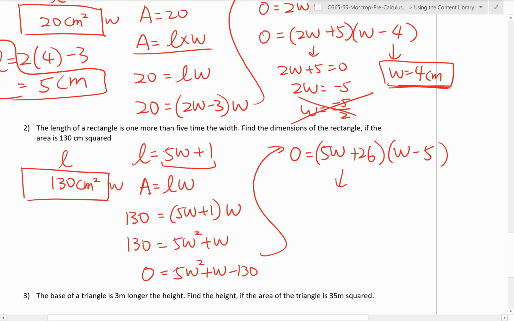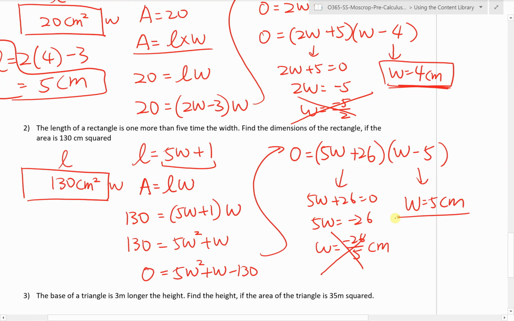So in this case, you can say that 5w plus 26 is 0. So for w, by moving 26 to the right and dividing both sides by 5, you get negative 26 over 5 centimeter. Again, we need to reject this answer because the length or the width cannot be negative. Whereas this one, well, that one's easy. w is 5 centimeter, and this indeed is going to work.